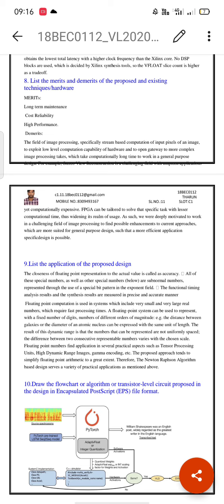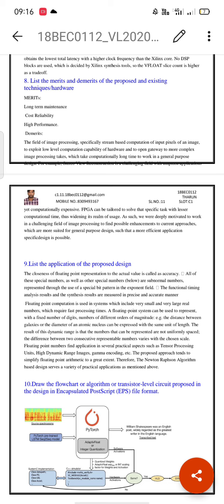And floating point computation is used in systems which include very small and very large real numbers which require fast processing times. A floating point type can be used to represent, with a fixed number of digits, numbers of different orders of magnitude, and the distance between galaxies and the diameter of an atomic nucleus can be expressed with the same unit of length, and the result is the dynamic range. The numbers that can be represented are not uniformly spaced, and the difference between two consecutive representable numbers varies with the chosen scale.